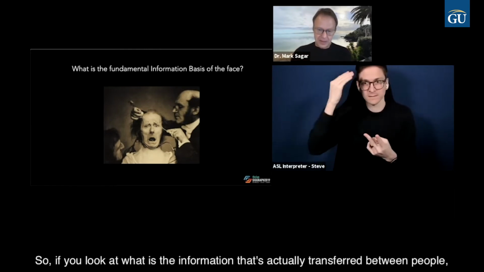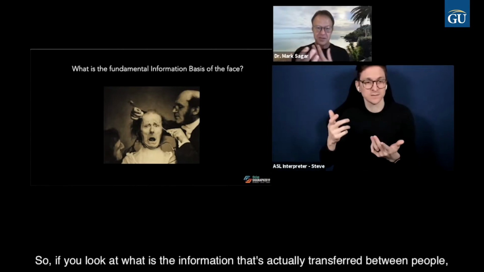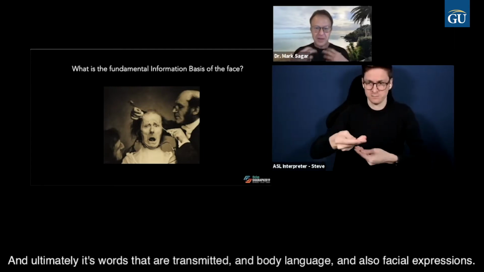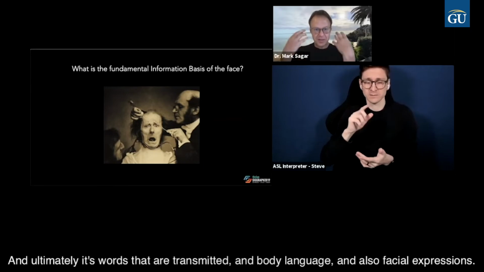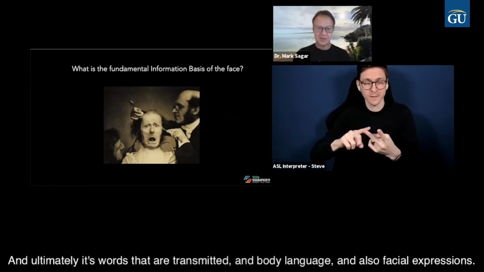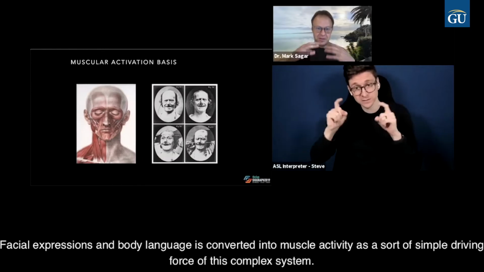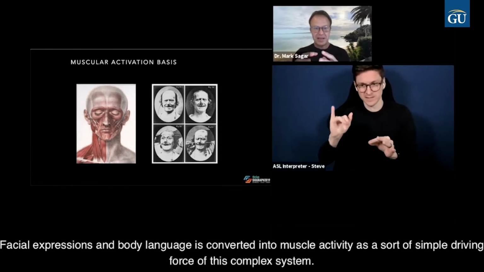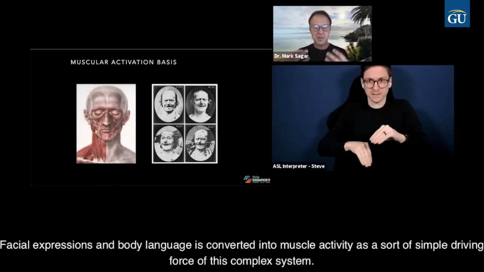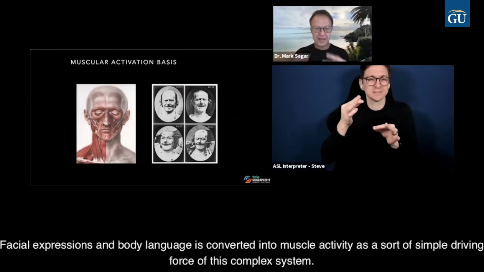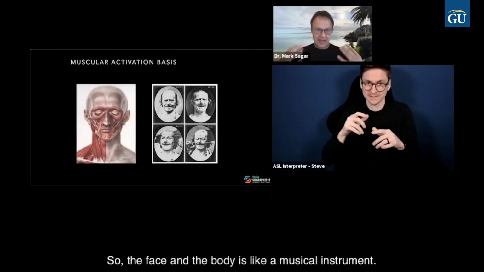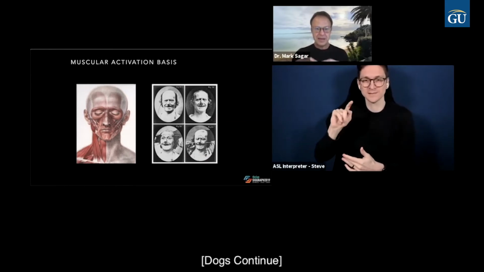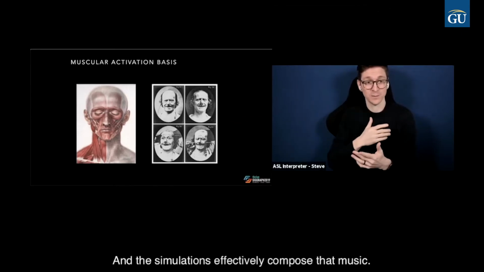If we look at the information that's actually transferred between people, ultimately it's words that are transmitted in body language and also facial expressions. And facial expressions and body language are converted into muscle activity as the most simple driving force of this complex system. So the face and the body are like a musical instrument, and the simulations effectively compose that music.